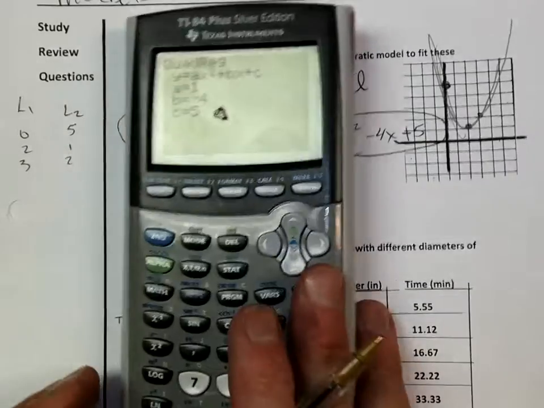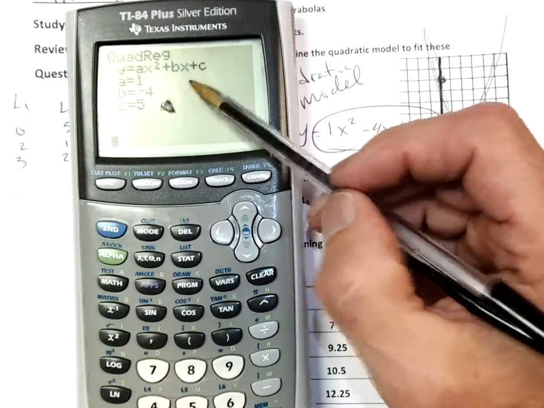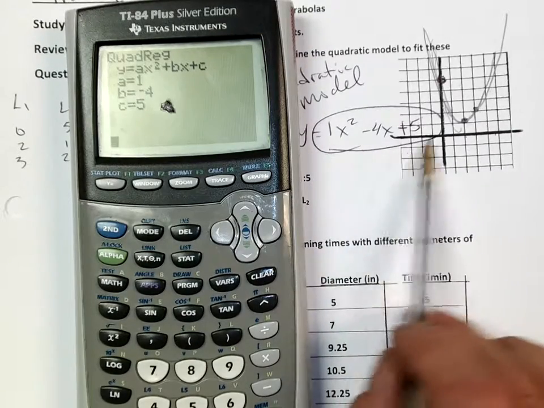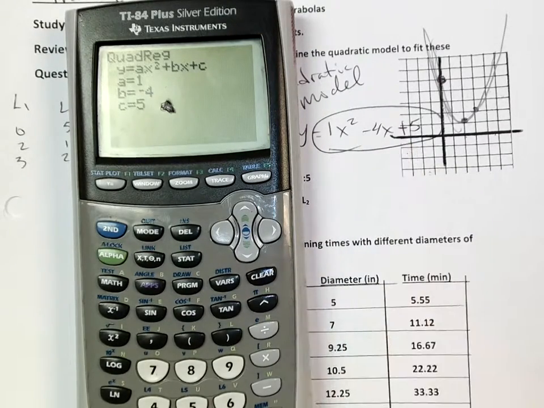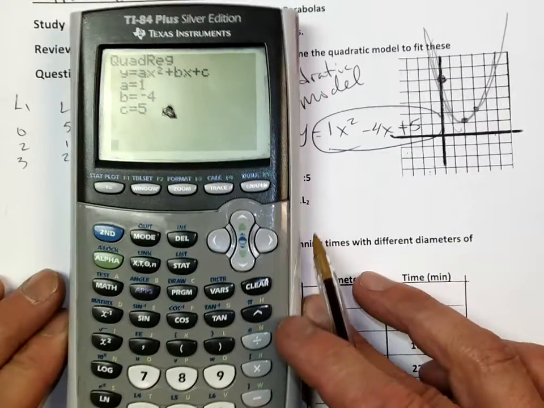So we took our calculator answers. A is 1, B is -4, and C is 5. And I just wrote my answer down, okay? How am I doing? Now, we can actually do a scatter plot of this, and we can do both things. I want to show you another thing, okay? Now, let's graph these points on our calculator.